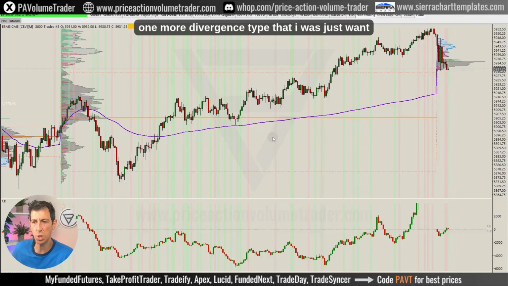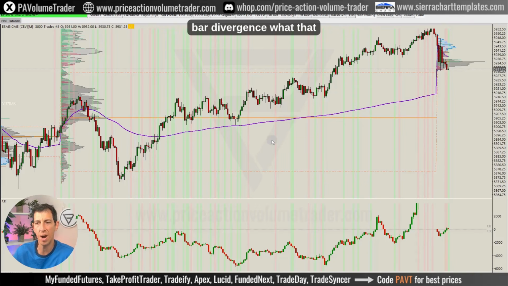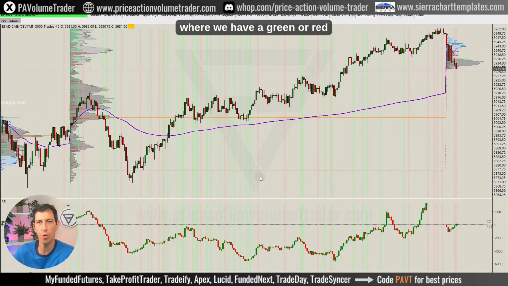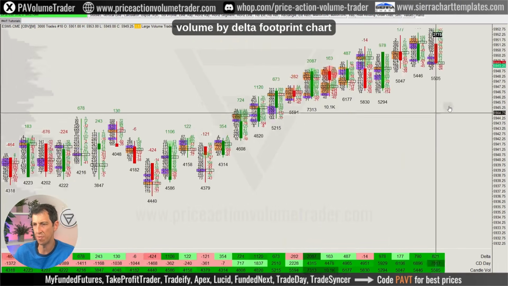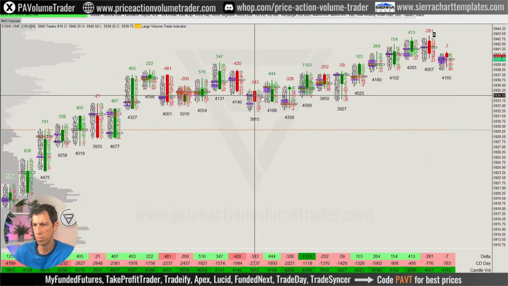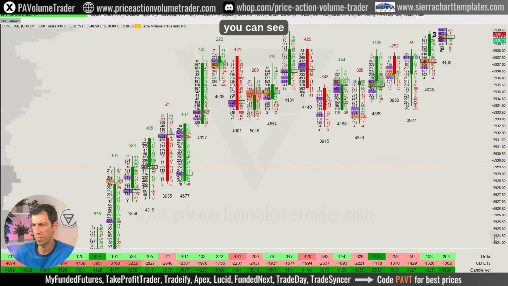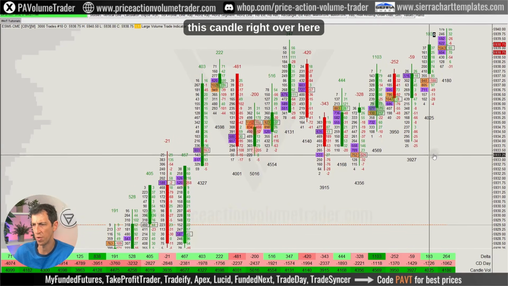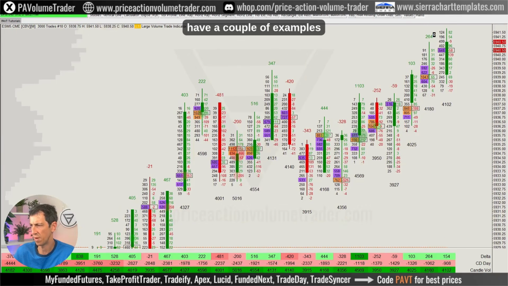Now, one more divergence type that I just want to mention in this video is the individual bar divergence. What that means is what we talked about earlier, where we have a green or red candlestick with an opposite delta. So if I go into a volume by delta footprint chart, you can see examples. For example, this candle right over here. We have a couple of examples.